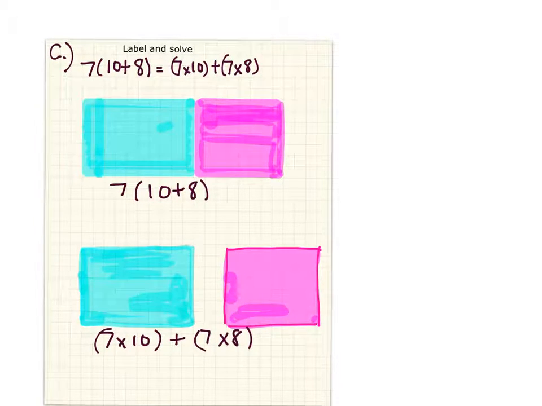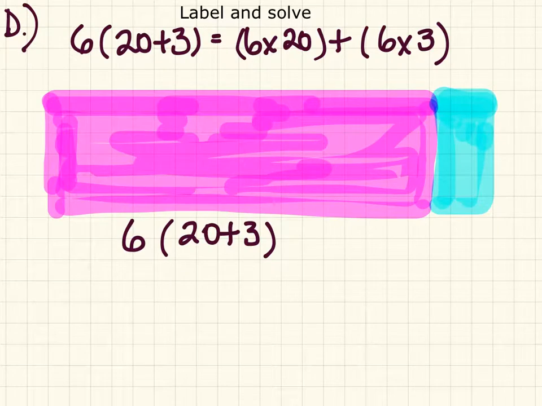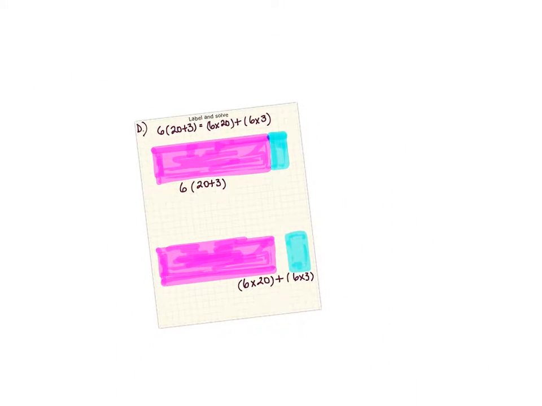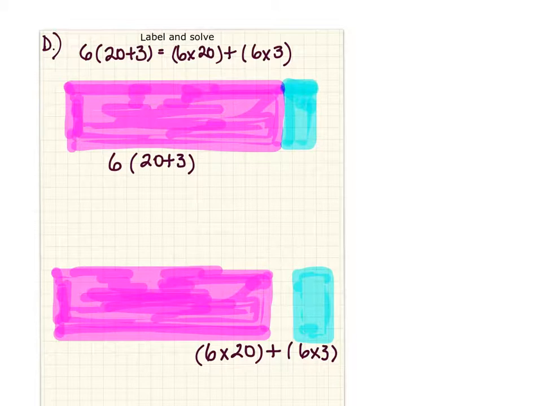This one's a little bit bigger, so it's separated into another page. You would solve 7 times 10 plus 8 right here, and then you would do 7 times 10 plus 7 times 8. They should be equal. And then you have another big one that has also been broken down into two smaller problems. So you have 6 times 20 plus 3, and then 6 times 20 plus 6 times 3. Do all of those, and then you will have this investigation complete.